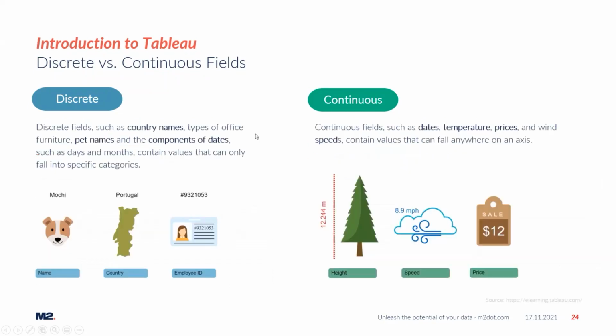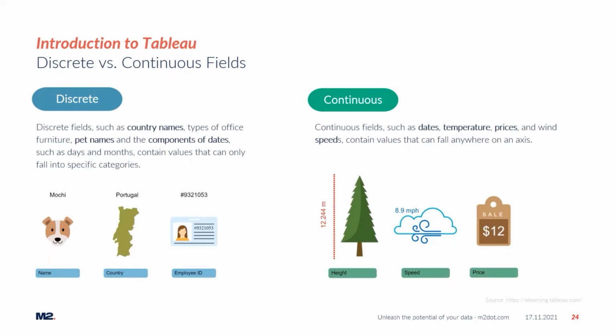And some examples. Discrete fields, we can name it as country name or the name of your pet, or components of dates, for example the month, like January, February, March. These are like a label, a category, or even an ID. An ID is also discrete and will be shown in blue by Tableau.